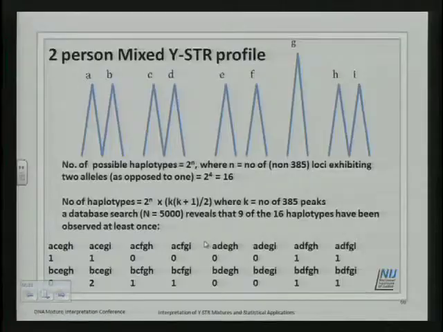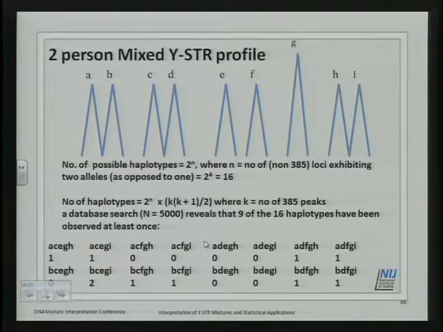Now if you want to take into account the 385 locus, then the number of haplotypes is different, because you get 2 right there. You could say it's k times k plus 1 over 2, where k is the number of 385 peaks. But what you should do is just write out, or find out from a computer program, what the various haplotypes are. So in this case, the 16 possible haplotypes are listed on the bottom in a two-person mixture.